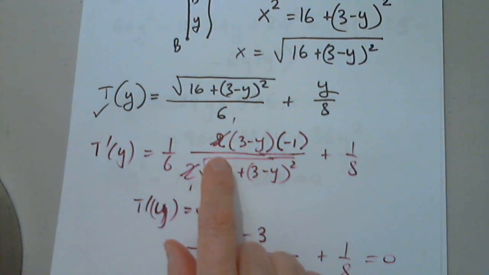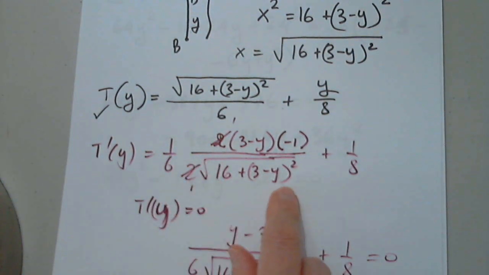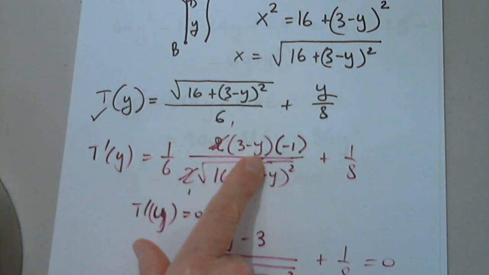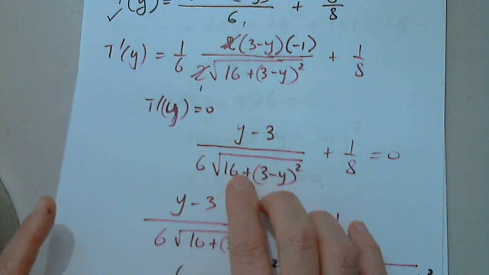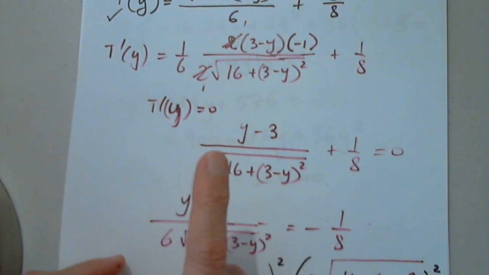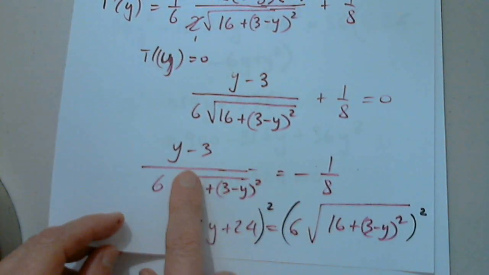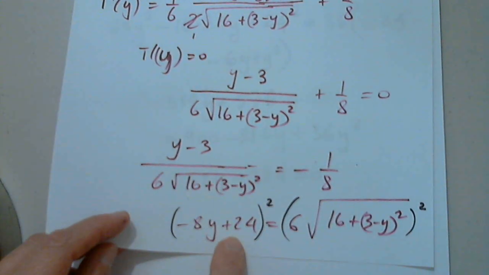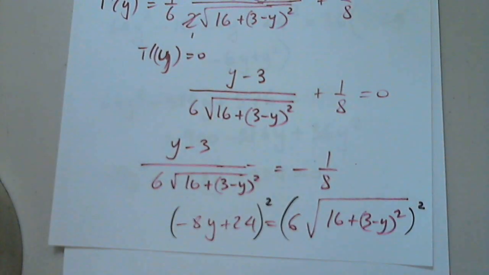Now I differentiate. 1 over 6, 1 over 2, the square root of this, times the inner function prime, 2 times 3 minus y, times the inner function prime, negative 1, plus 1 over 8. Y minus 3, over 6. I simplified the 2, plus 1 over 8. Negative 8y plus 24 equals this. And I have to square both sides.